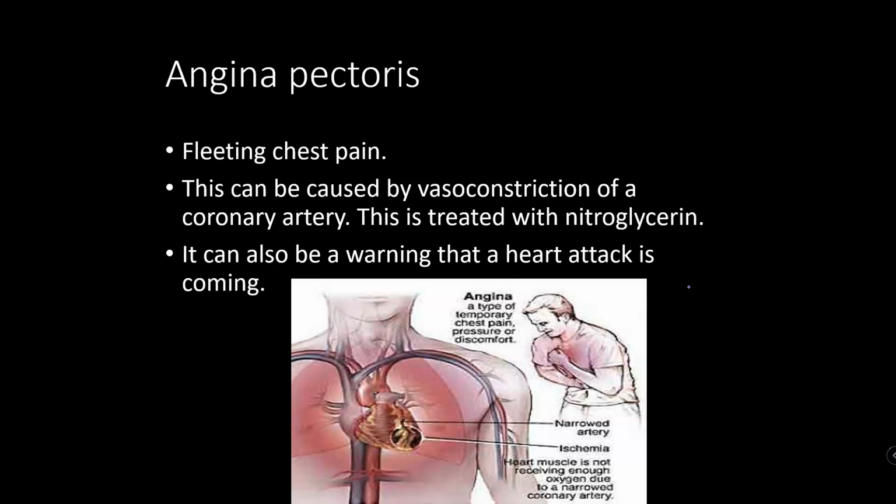Let's say that one of those coronary arteries vasoconstricts temporarily. If that happens, blood flow distal to that constriction will slow down or even sometimes stop, and the heart muscle distal to that constriction will start to suffer, and you will feel that as chest pain. That chest pain is called angina pectoris, which literally means chest pain, because angina is pain and pectoris is chest.